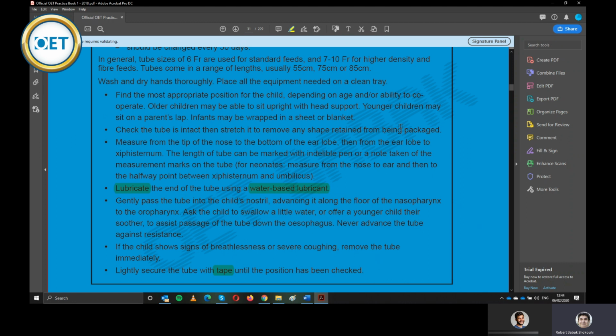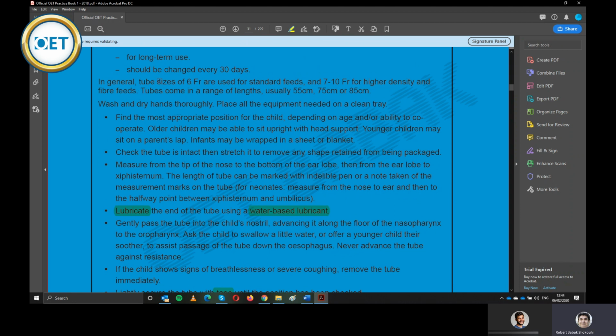Now, so this is... okay. I can see the standard feed there. Okay, so this is the check: the tube is intact and stretch it to remove any shape retained. So we have to stretch it basically, okay? And yes.